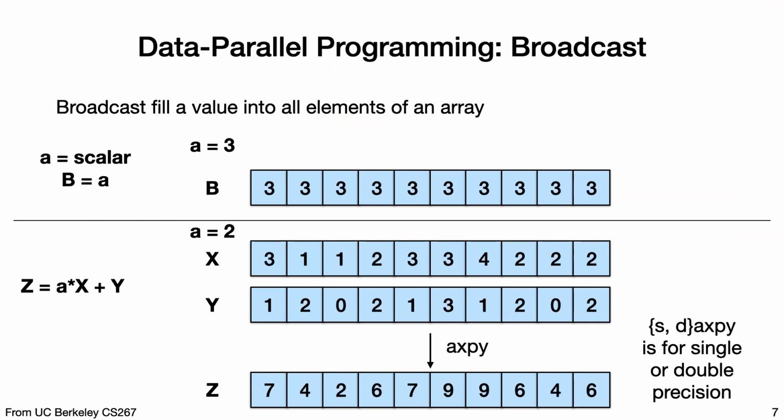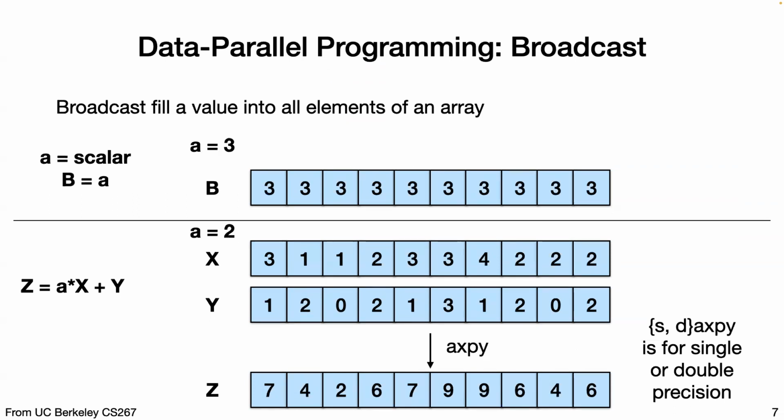Previously, I was talking about broadcast. With broadcast, you pick one single value and you fill that value into all elements, into all slots in an array. So in this top example, your element is 3. If you broadcast 3 into vector B, then all of the elements become 3.